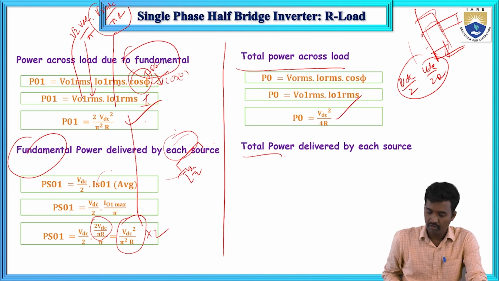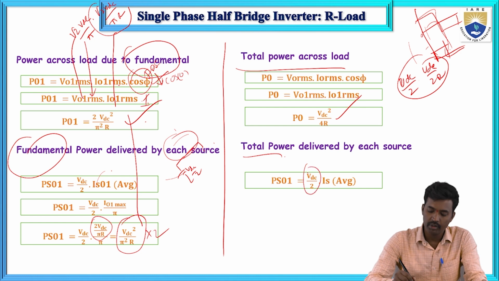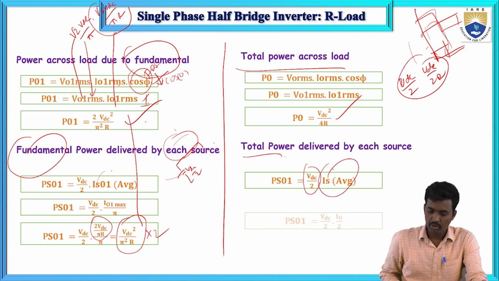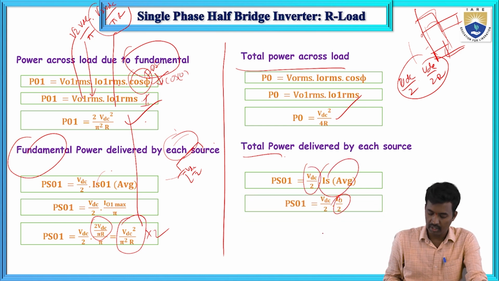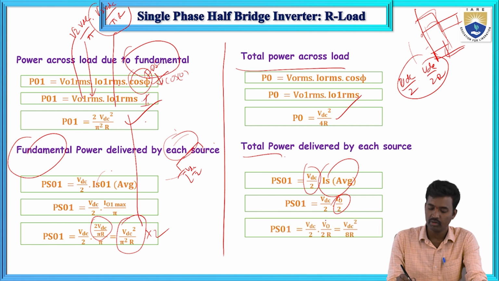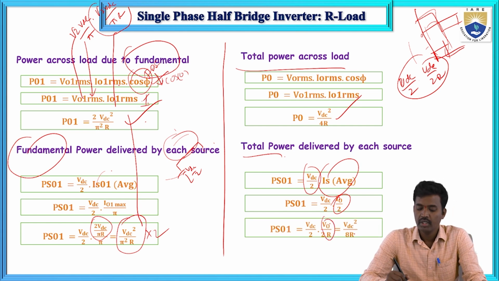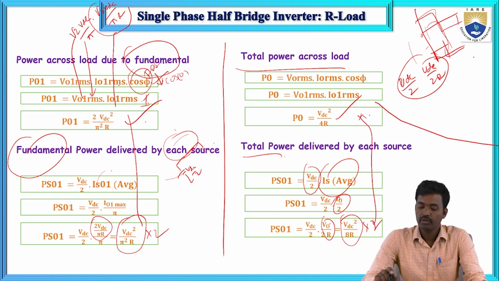Now here, the power delivered by each source is VDC by 2 times IS average. The IS average is I naught. What is the formula for I naught? I naught equals V naught by R, where V naught equals VDC by 2. So your final conclusion is the total power delivered by each source is VDC. If the power delivered by a source is multiplied by 2, you will get the same answer: VDC square by 4.